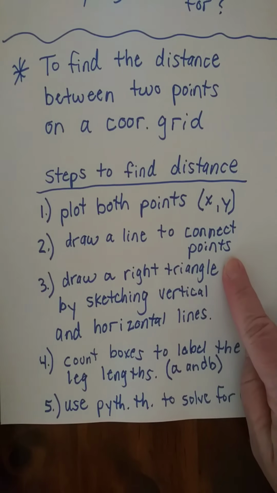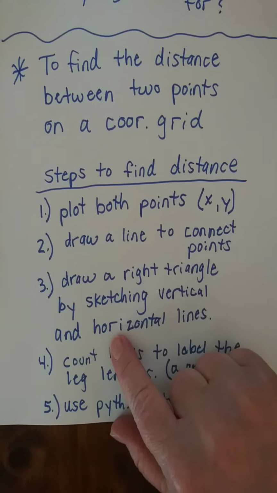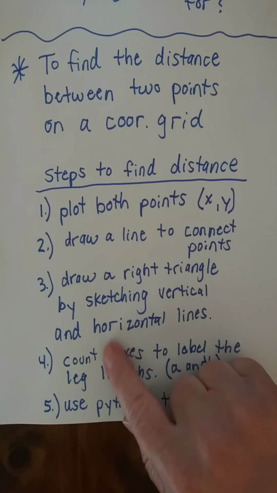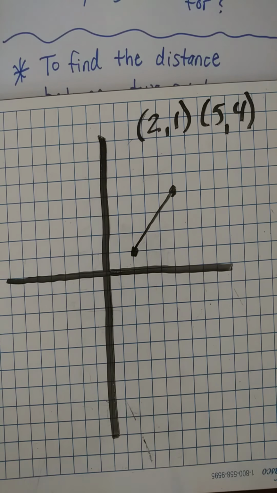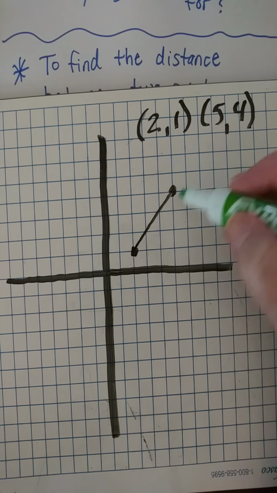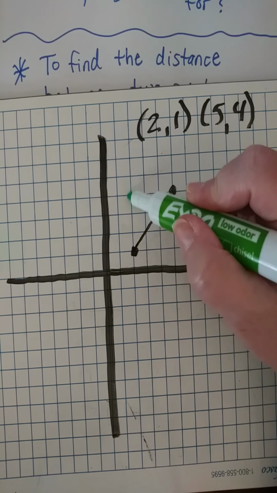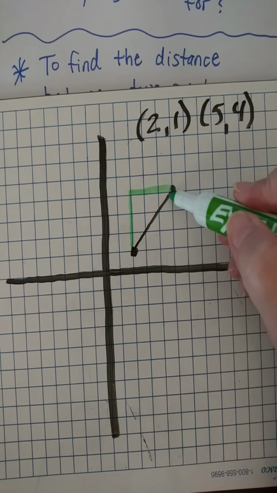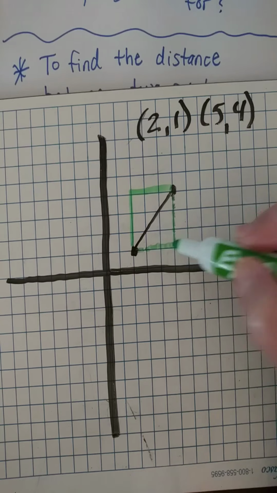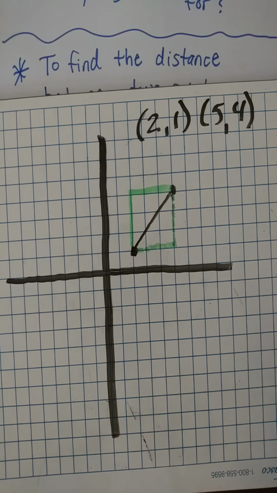So that's our next step. Well, actually, I did step 2 already. Draw a line to connect points. That was step 2. So we got that, right? Next, step 3 says draw a right triangle by sketching vertical and horizontal lines. Okay, so here we go. If I am going to draw a triangle, you can do it down below or up above. I think this time I'll go up above because last time I went down below. Now if you wanted to do one down below, that would be okay too. You can see that it looks the same. The measurements are going to be the same, all right?